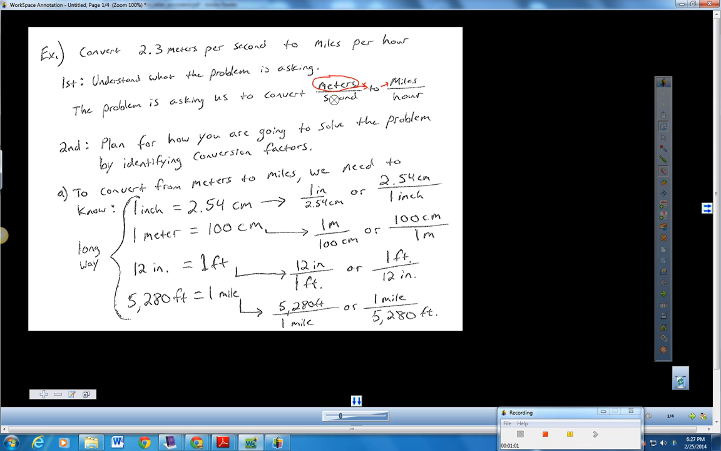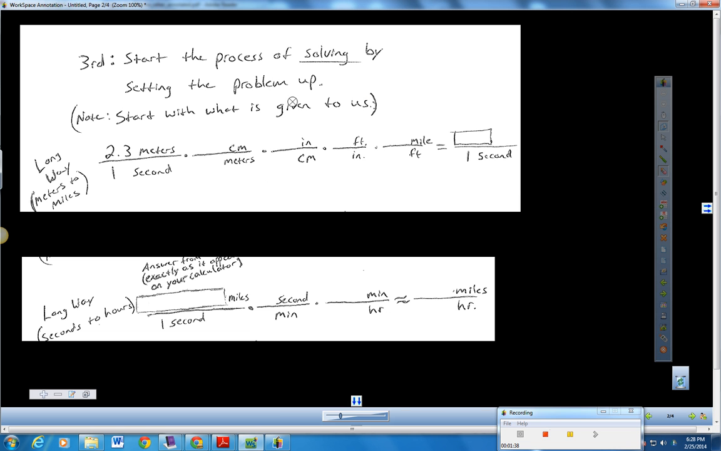So really two separate things are happening here. We're converting meters to miles and seconds to hours. In the first part of this video, I'm going to explain to you how to take meters to miles. And in the second part, we're going to look at how to convert seconds to hours. So these down here are my conversion factors. I'm going to come back to those in a little bit. Remember, what's our goal? Our goal is to get 2.3 meters per second to miles per hour.